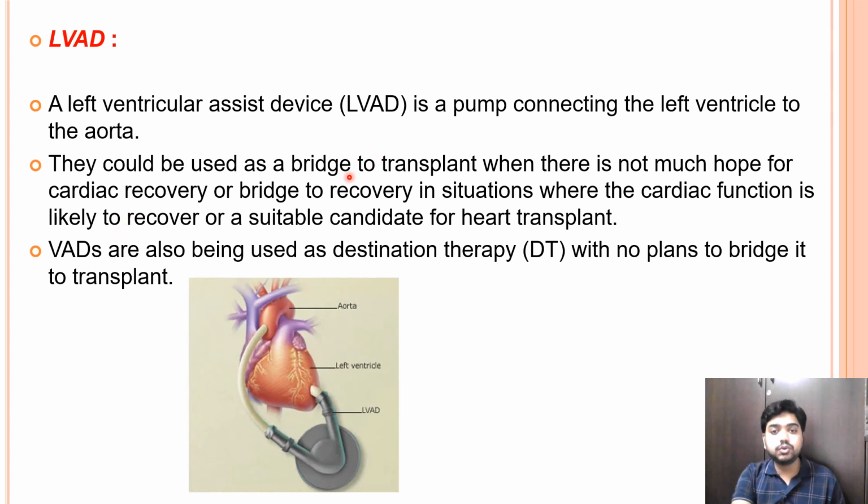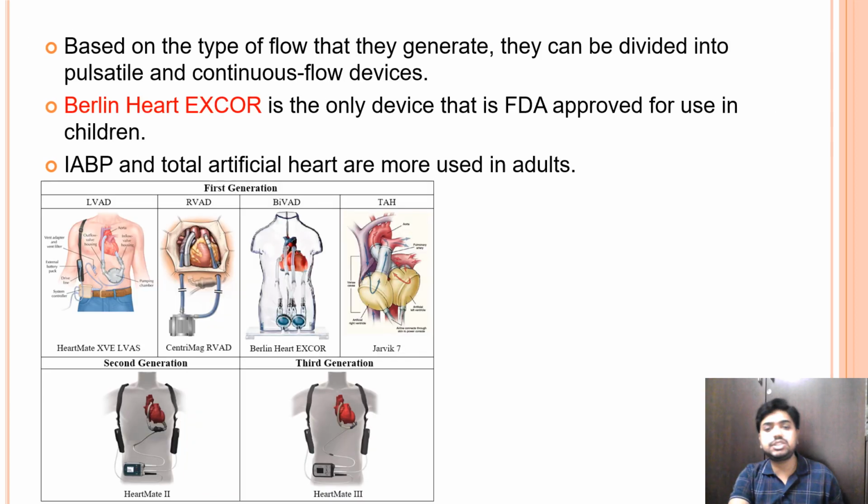They could be used as a bridge to transplant, where there is not much hope for recovery, or as a bridge to recovery, where cardiac function is likely to recover or the patient is a suitable candidate for the heart, like what we discussed before. One more thing: ventricular assist devices are also being used as destination therapy, where there is no plan to bridge to transplant. Suppose there is no available transplant, or they may not be able to afford a transplant, or whatever the reasons, but they are only making it up to a left ventricular assist device. There are trials going on to use it as a destination therapy even.